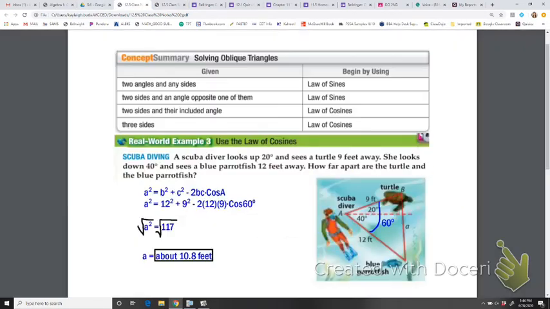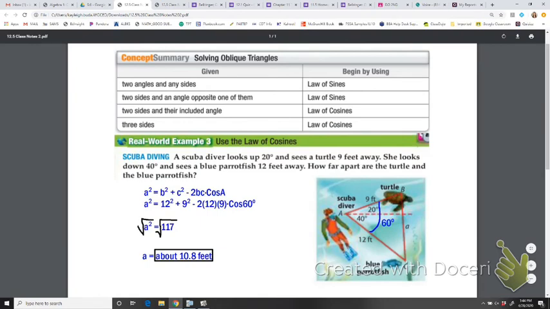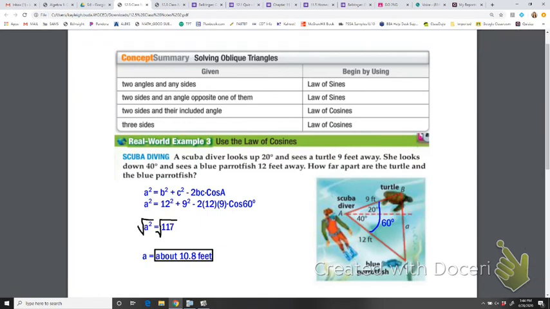And then to wrap up this lesson, there's a few word problems here, just 2 of them. So how do you know which one to start with, law of sines or law of cosines? So that's the big picture here. If you had 2 angles and any sides, you can use the law of sines. If you had two sides and an angle that's opposite of one of those sides, you can use the law of sines and write the ratios.